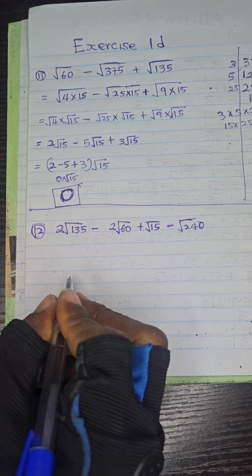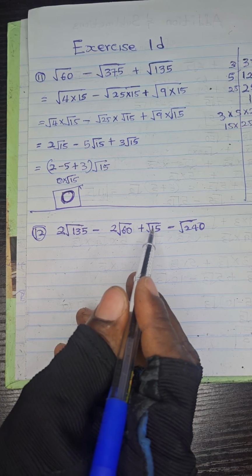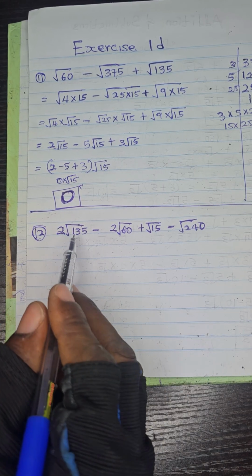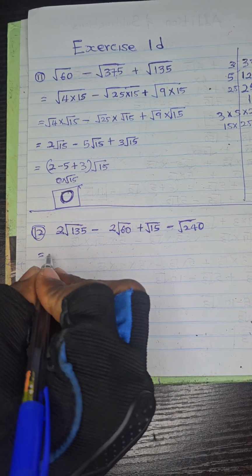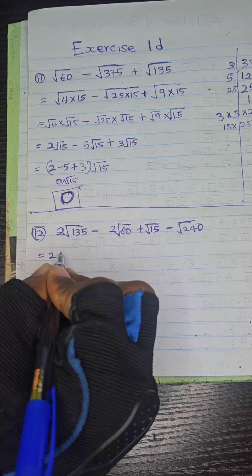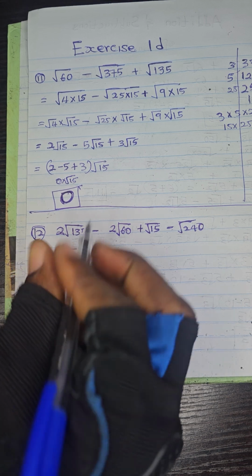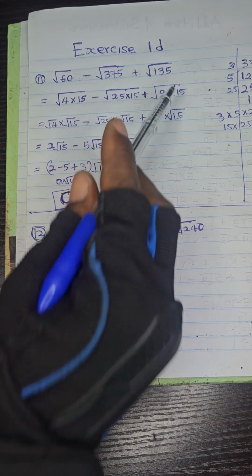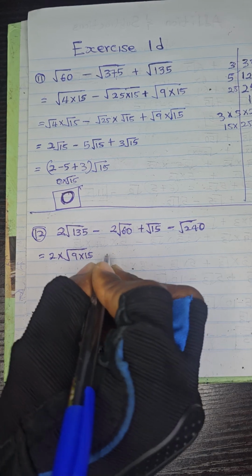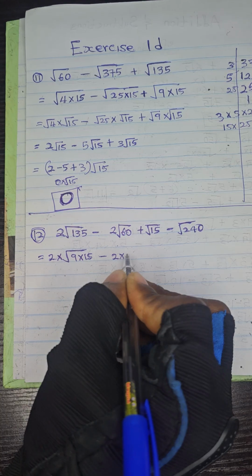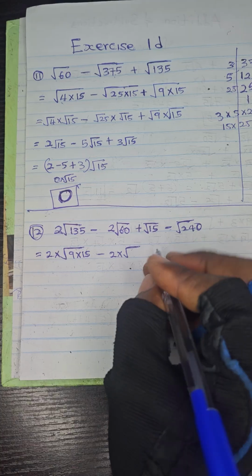So we go to number 12. We have 2 root 135 minus 2 root 60 plus root 15 minus root 240. Now let's start. We are going to simplify before we add. So we have 2 multiplied by, now to factorize this, we've already done it here. If you look at it, it's 9 times 15. So let's use that. 9 times 15 minus 2 root 60, I think we've done it here. It is 4 times 15. So it's still the same, doesn't change.